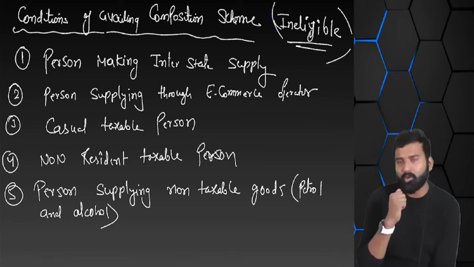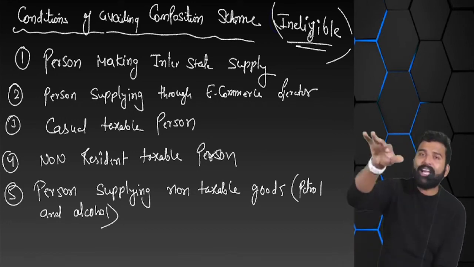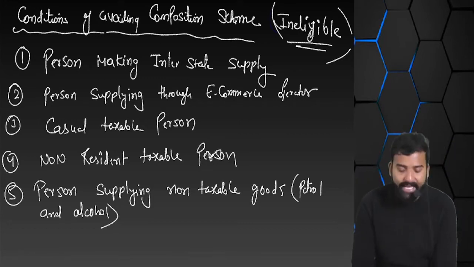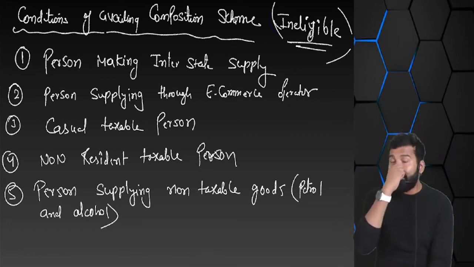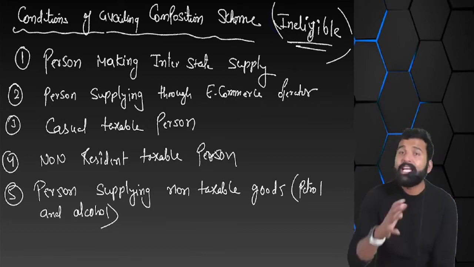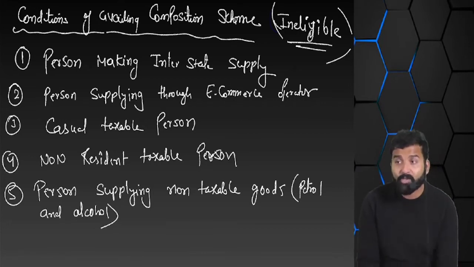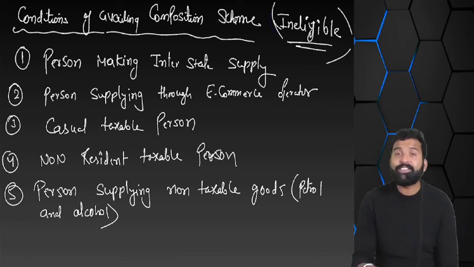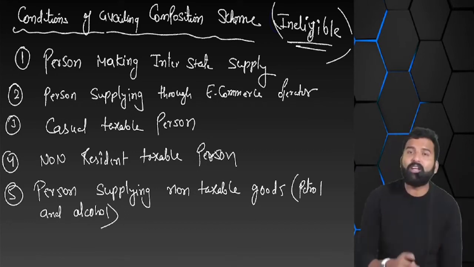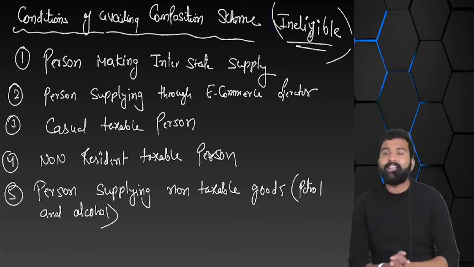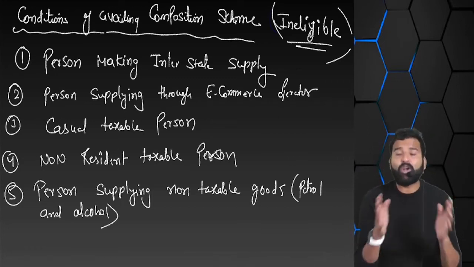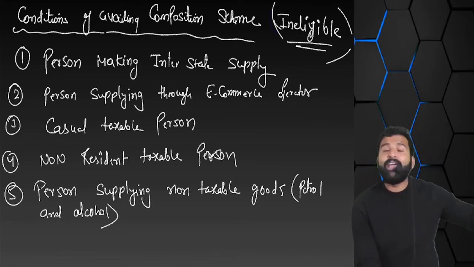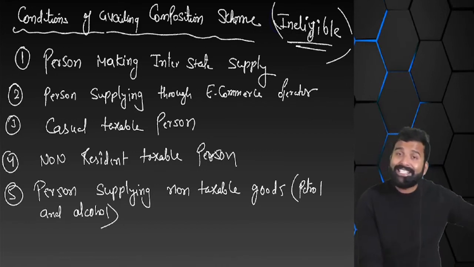But sir, there is a confusion. While calculating aggregate turnover, you said that we will be including alcohol also in our aggregate turnover. And now you are saying that a person who is supplying alcohol cannot avail the composition scheme. Okay, so there is a confusion. Because while we were calculating aggregate turnover, you said we will be adding alcohol turnover also. And now you are saying that if anybody is supplying alcohol, he cannot avail the composition scheme. There's a difference.